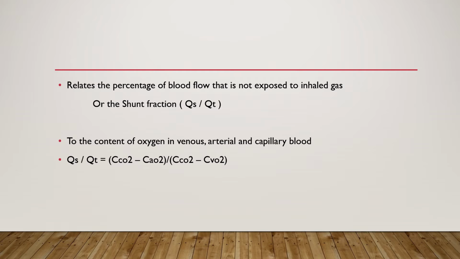equation below. The easiest way to explain this is actually to show how the equation is derived. A normal shunt is around 4 to 10%, so any higher than this indicates that there is a VQ mismatch going on. And an important assumption is that the pulmonary capillary O2 is roughly the same as the alveolar O2 for purposes of calculation.